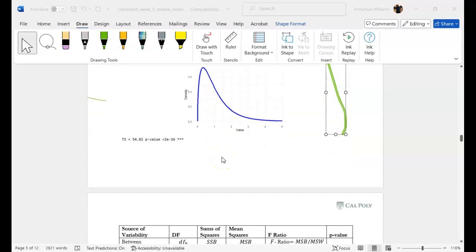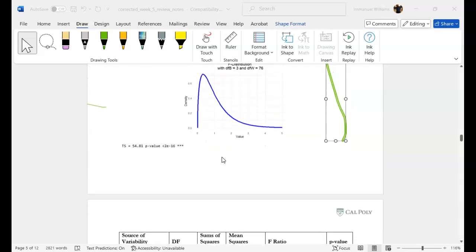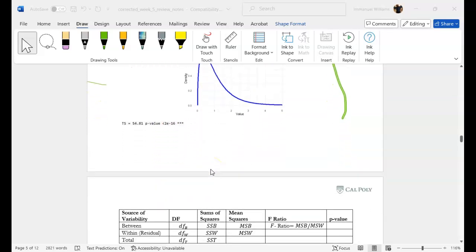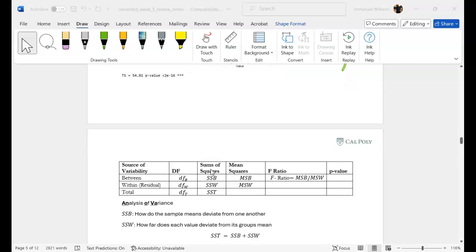Okay, so moving right along from where we left off in talking about the test statistic being 54.81. The p-value is 2 times 10 to the negative 16. Because, well, let's do a little bit of this. So SSB plus SSW, this whole table is used to find the F statistic.